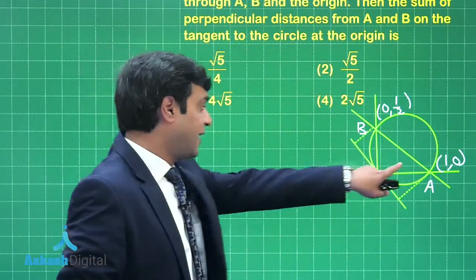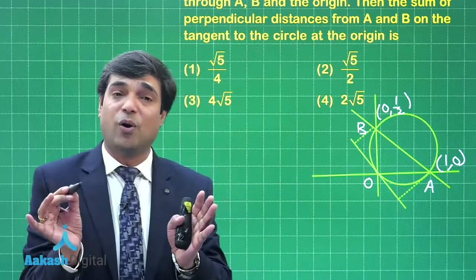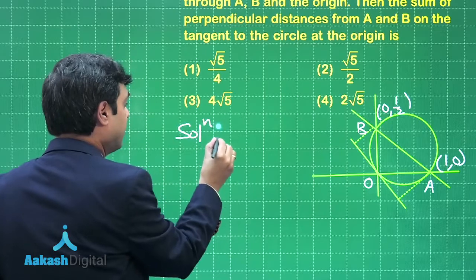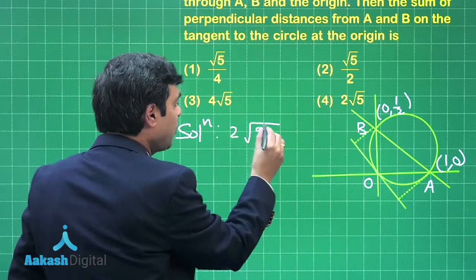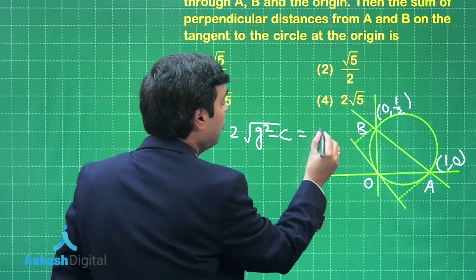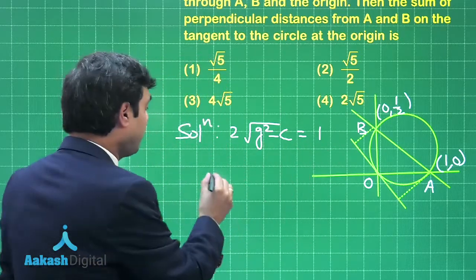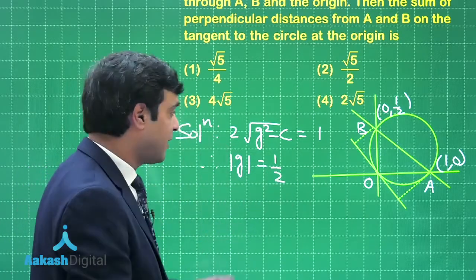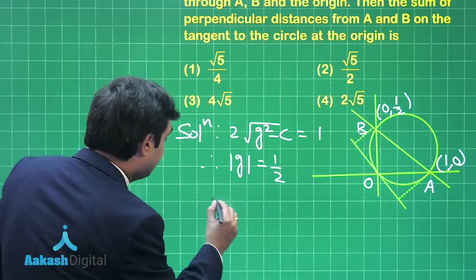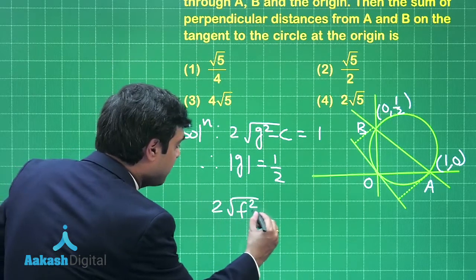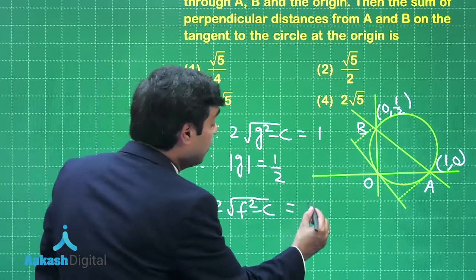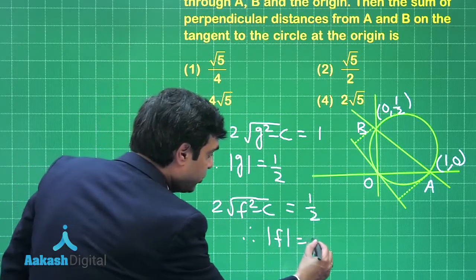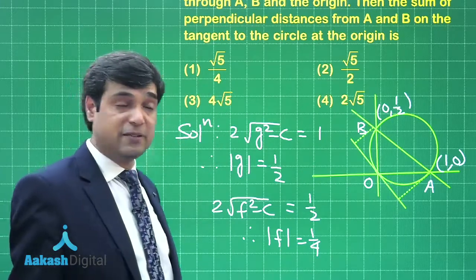Since it is given this length is 1, so length of intercept on the x axis is 1, meaning we have 2 root g square minus c is equal to 1. C is clearly 0. So, from here you have mod g is equal to half or g equals plus minus half, correct. Moving ahead, you have 2 root f square minus c is equal to 1 by 2, giving us mod f is equal to 1 by 4 or f equals plus minus 1 by 4.